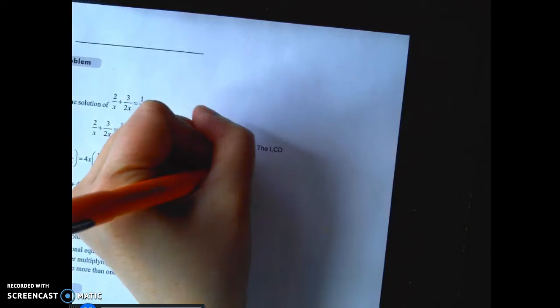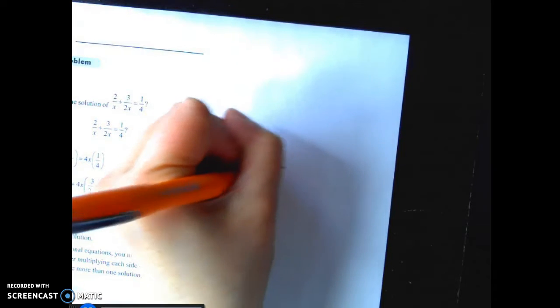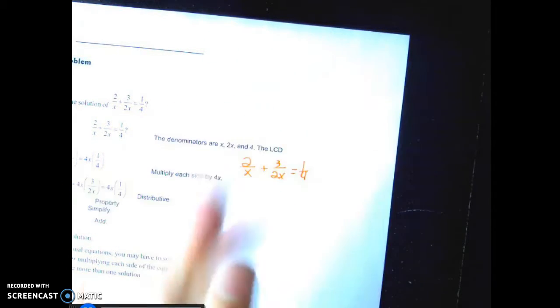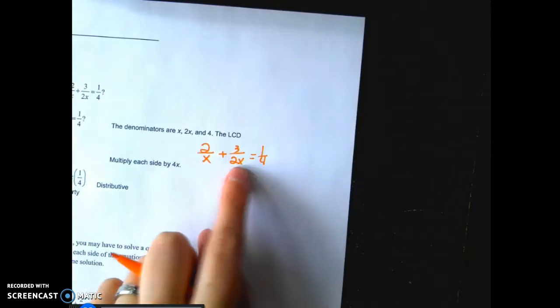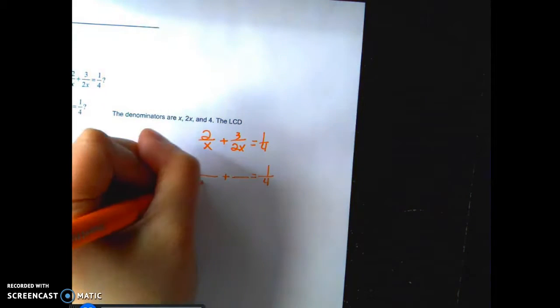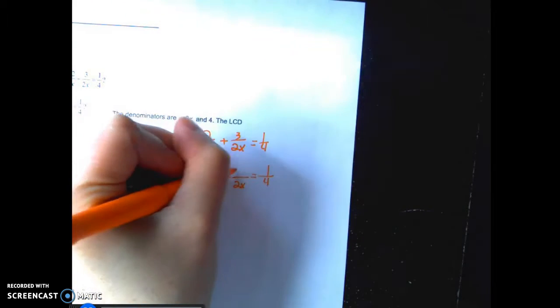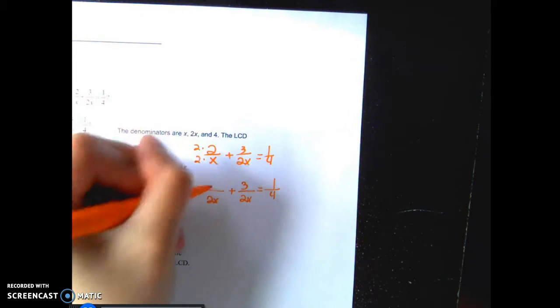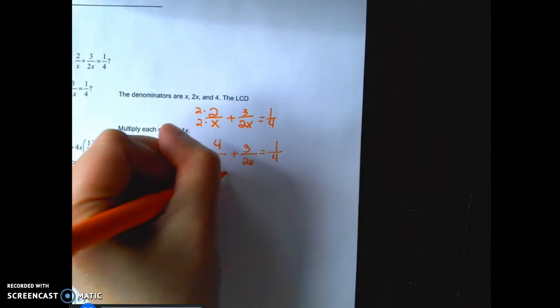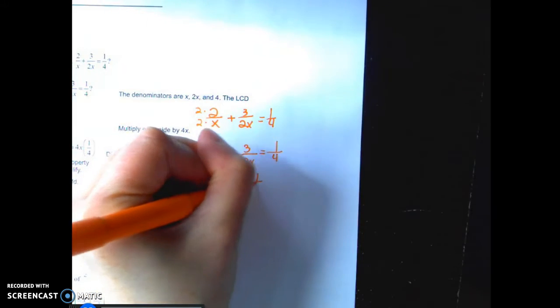So this first one is 2 over x plus 3 over 2x equals 1 over 4. And I'm going to do this one with the common denominator method. I have two fractions here that I'd like to add together, so I need a common denominator. And I'm just going to ignore the 1/4 for now. So a common denominator between x and 2x is going to be 2x. I did nothing to this fraction, so I don't need to change the top. And then here I multiplied by 2, so I have to multiply the top by 2. Then I can go ahead and do my addition. So that gives me 7 over 2x equals 1 over 4.